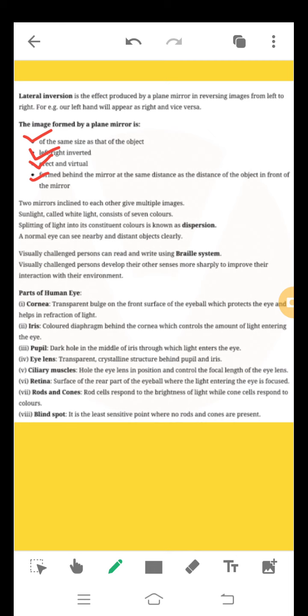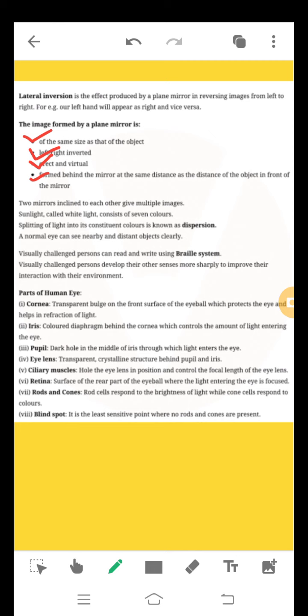Sunlight is also called white light, which consists of 7 colors. And when this white light gets split into its constituent colors, we call this process dispersion.